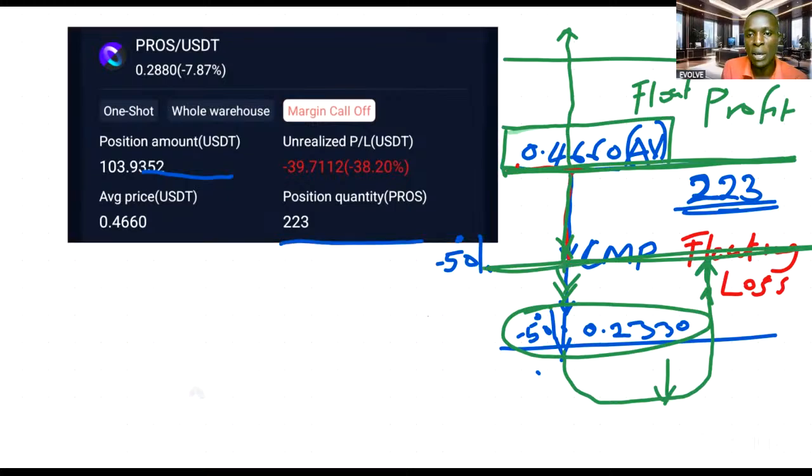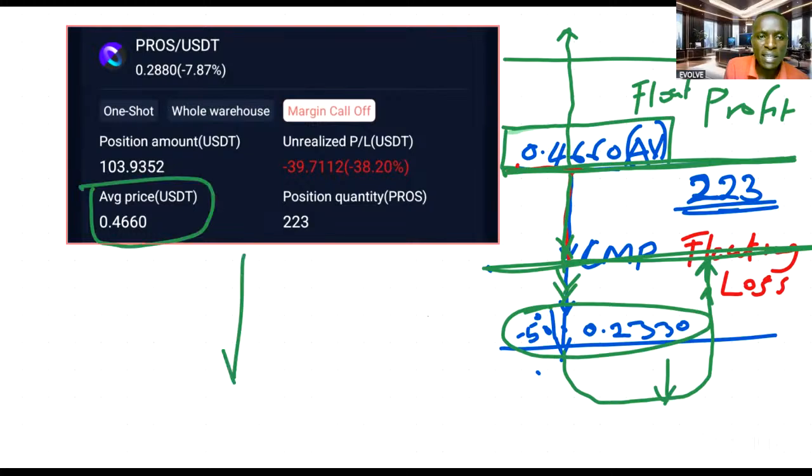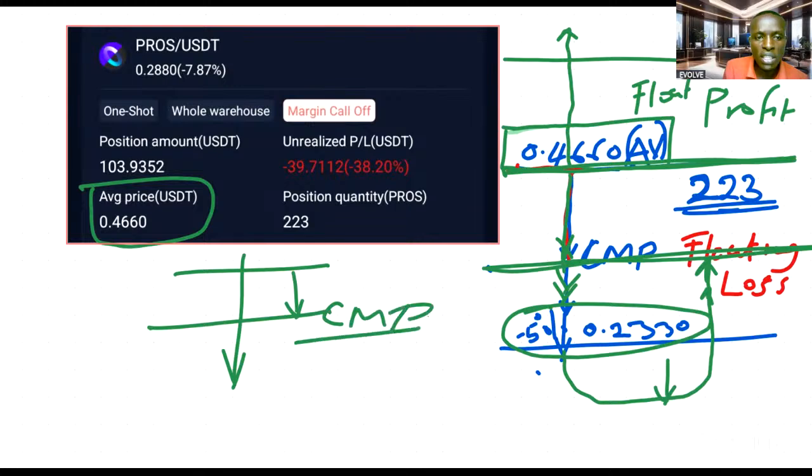I hope that recap helps you. So your goal is to ensure that the average price is not lofty. When the market starts going down, your average price, so this is the average price, the market has gone down. This is now, it has formed a new price. The current market price has dropped. Your goal is to ensure that the average price is always closer to the current market price.